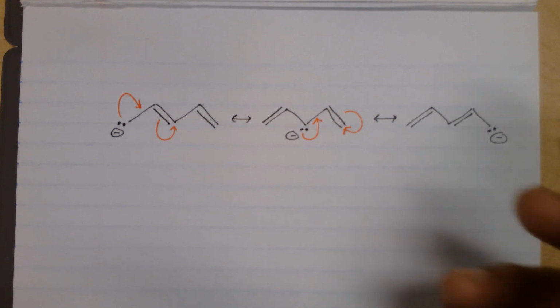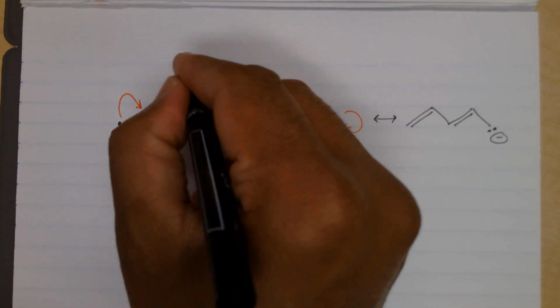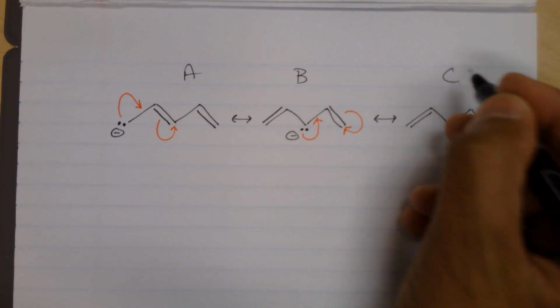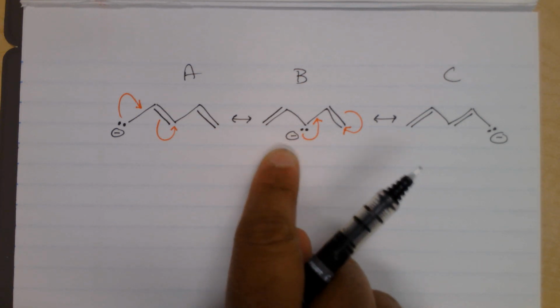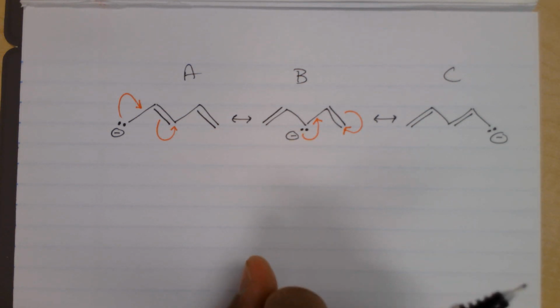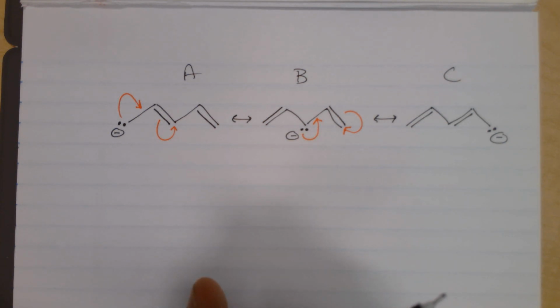Okay, in terms of stability, we'll call this A, B, and C. What's going to happen here, this is something that we'll learn moving forward later this semester. When you have formal charges, the more R groups you have on the carbon, the more stable it will be.